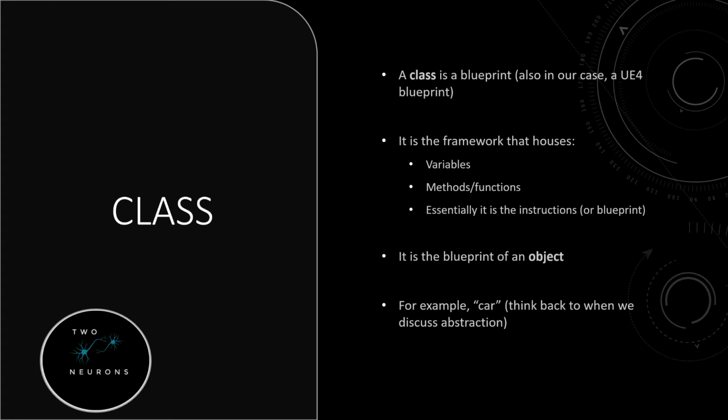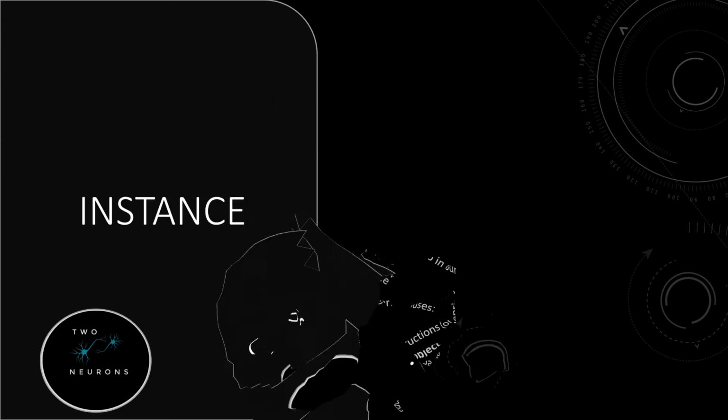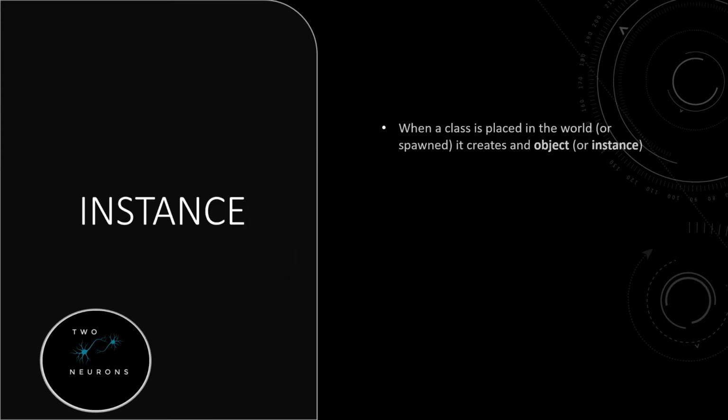For example, we talked about this during abstraction. We have the concept of a car, and we can have a car class. It holds the acceleration, the engine type, the number of doors that car has, which direction the steering wheel is turned, etc. But it isn't the car itself. For that, we have instances. An instance is when a class is placed in the world. So the object in the world is an instance of that class that we just created.